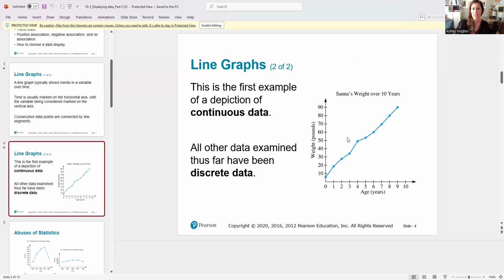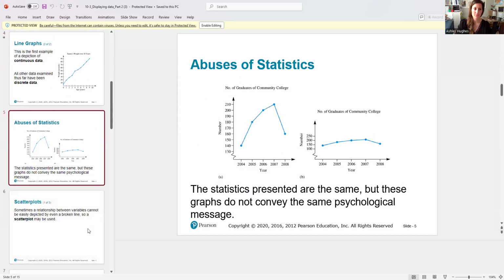This is an example of continuous data. That's simply because you don't skip over a pound, you pass through every pound. You can't just jump over weight, it's a continuous quantity. So the time is on the x-axis, is age in years, and then his weight in pounds is on the y-axis.